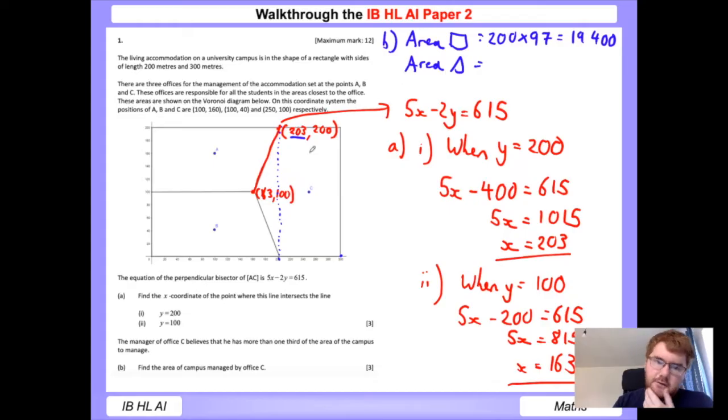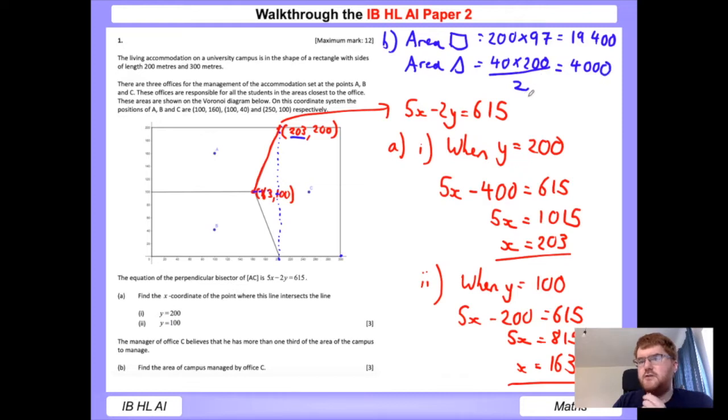And then the triangle, well, we can just use half base times height because this is perpendicular. So the difference between these is 40. Yeah, 163 and 203, that's 40. So we get 40 times the height, which is 200. Let's go this times this, and then divided by 2. And if we work that out, that is equal to 4,000.